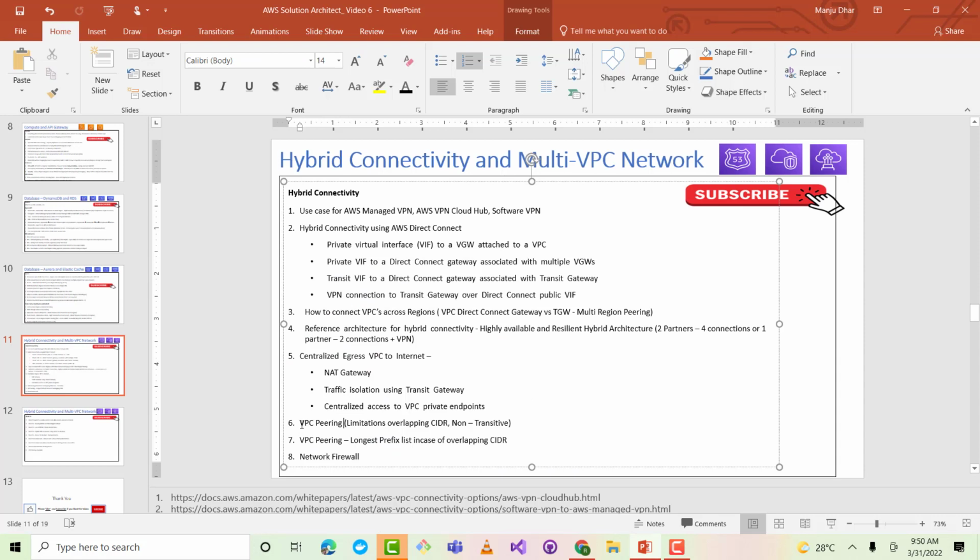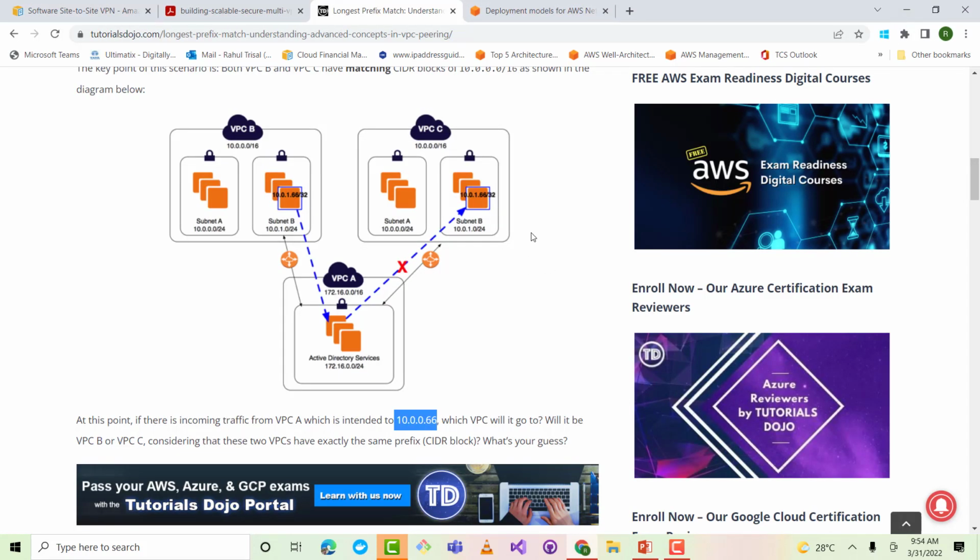Okay, a couple of common things we might already know on VPC peering. It has certain limitations. You can do VPC peering across VPCs and regions, but it has limitations on overlapping sides, and it is also non-transitive. So that's something you should remember. One last thing I want to discuss in this video is, with VPC peering, the longest prefix match in case of overlapping sides. There's a good article by Tutorial Dojo on this.